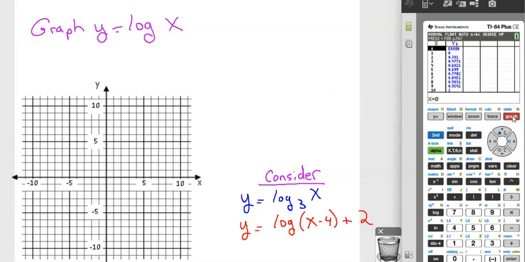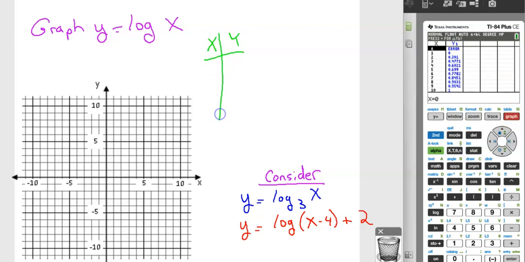So the table for this one, again, you can't have anything negative. So let's graph (1, 0) and (10, 1). And we know it hugs the asymptote right here. That's the normal log function. Vertical asymptote right there.